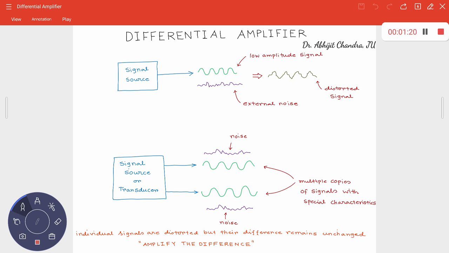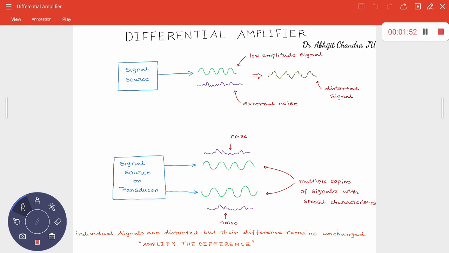Now what happens if everything is fine and there are no such disturbances? You can expect that the signal I have generated will be transmitted without much distortion. But during the course of the signal generation, if there is some external noise, primarily because of the presence of this fan in this room, the quality of the signal gets deteriorated.